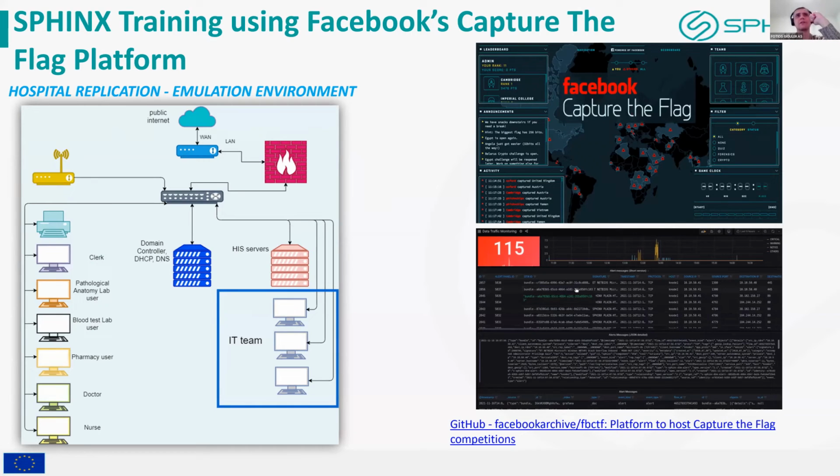Finally, the technical partners also helped us to be trained before using the SPHINX Toolkit, and specifically we used Facebook's capture the flag tool, and we used the hospital application environment DP5, where we were on the side of the IT team, and technical partners initiated a quiz where several tasks were initiated and performed in this replication environment, and we were asked to answer each question by using a specific tool from the SPHINX ecosystem.